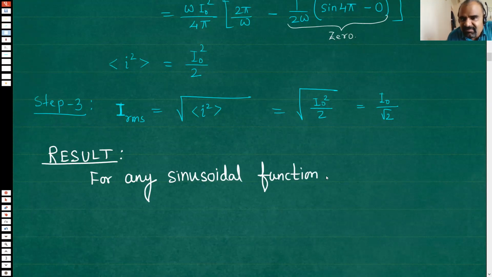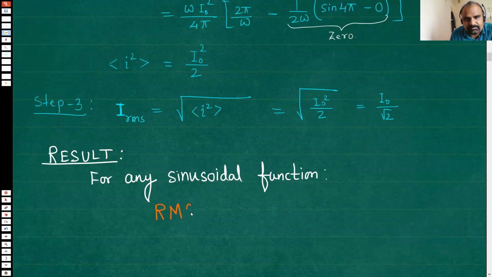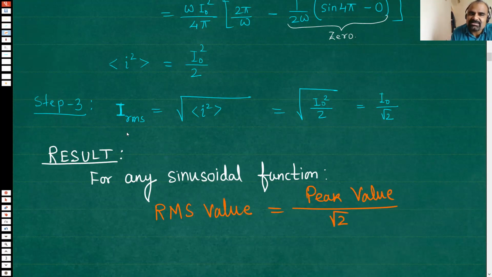okay, now whether that function is current or voltage or something else. Here we took current as an example and we found it. What did we get? We got RMS value is equal to peak value by root 2. Peak value by root 2. See, RMS current is peak current by root 2. Is that clear?